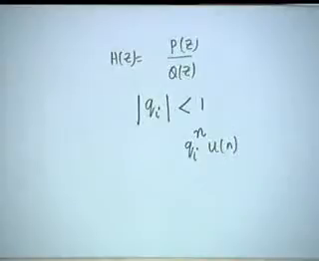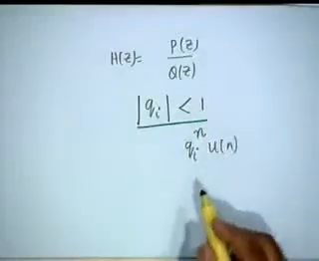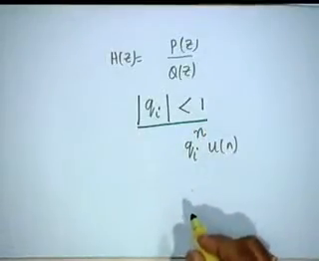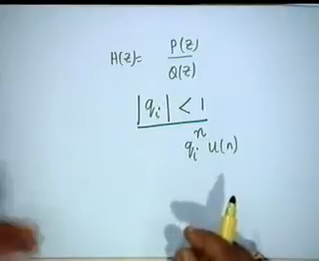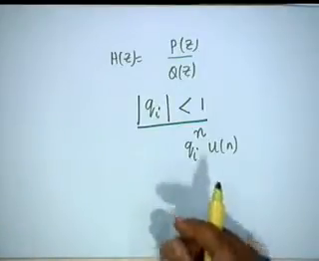Not that unstable systems are not useful, okay? Unstable systems we require for oscillation. If you want to make a digital oscillator, then we do require an unstable system, but not for any other purposes, okay? So, q_i, the poles must be inside the unit circle. It is a repetition of what we had stated earlier.